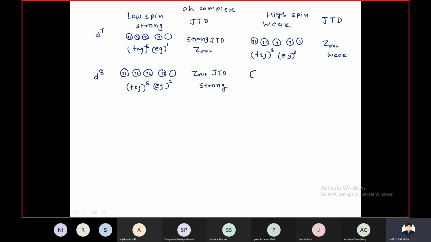What about in a high spin complex? Electrons remain unpaired, so you may have the first 5 electrons with up spin and then the remaining 3 with down spin. So see, T2g is completely symmetrically filled. The eg orbital is also symmetrically filled. So what about Jahn-Teller distortion? Zero. Yes, there is no Jahn-Teller distortion. What about the d9 configuration?